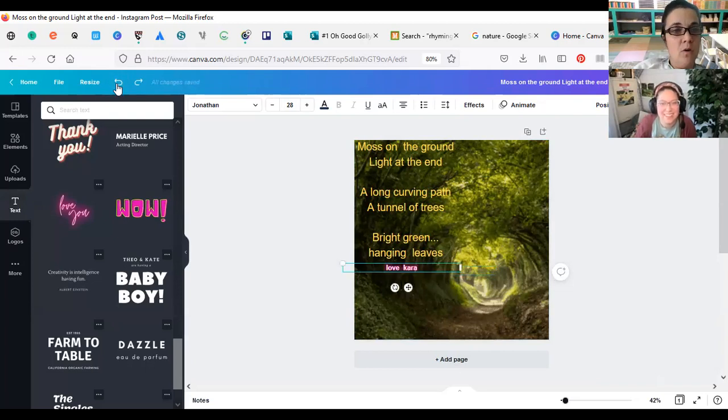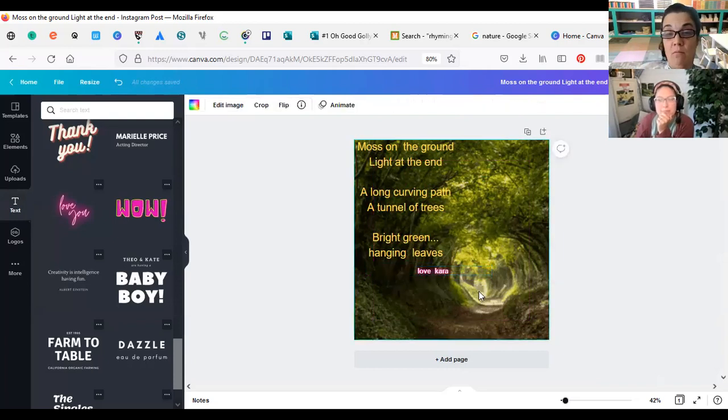Okay, now I'm going to teach you a couple of other things real fast. When you read poetry, you're not allowed to ever say it just boring. Poetry is not meant to be read boring. Moss on the ground, light at the end. No. Can I model to you how poetry actually needs to be read? You should read this too. And then you're going to practice with your mom and whoever else.